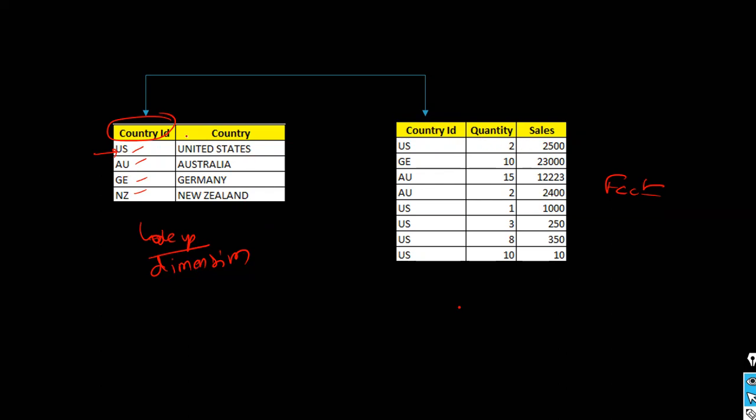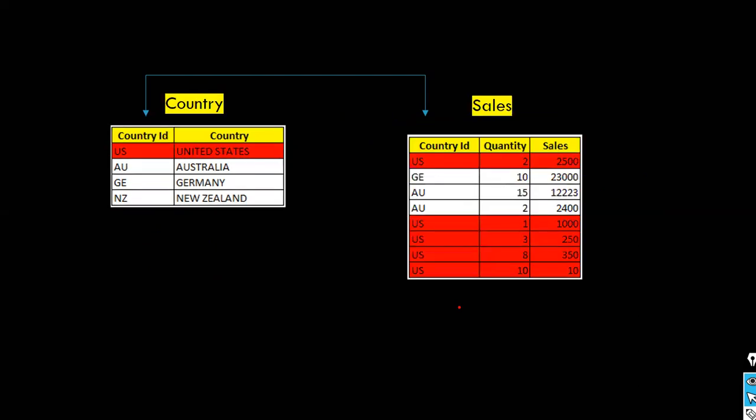Now the question is, why is the relationship important? Without a relationship, you cannot use this table to filter this table. What do you mean by filtering? Look here, this is my country table. So we have 4 records.